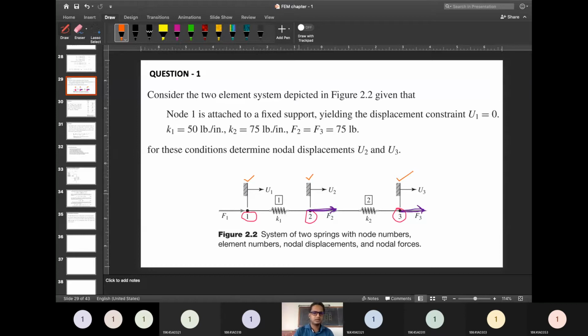Suppose U1 is fixed. Suppose U1 is fixed means U1 will become equal to 0. Rest everything will remain the same as we did earlier. The only thing here is that the values of K1, K2, F2 and F3 are given. Based on that, in the question, they will ask you what will be the value of U2 and what will be the value of U3. So can you solve this numerical? Yes, sir.